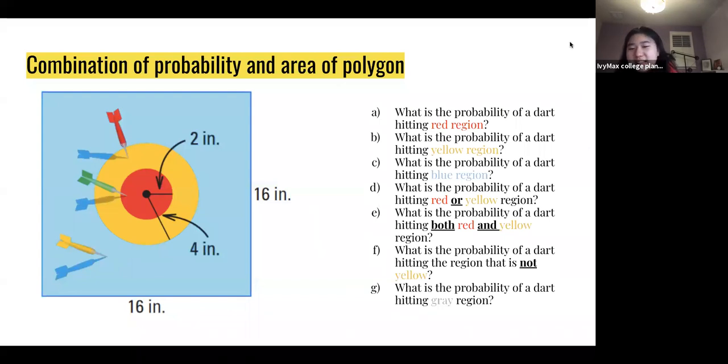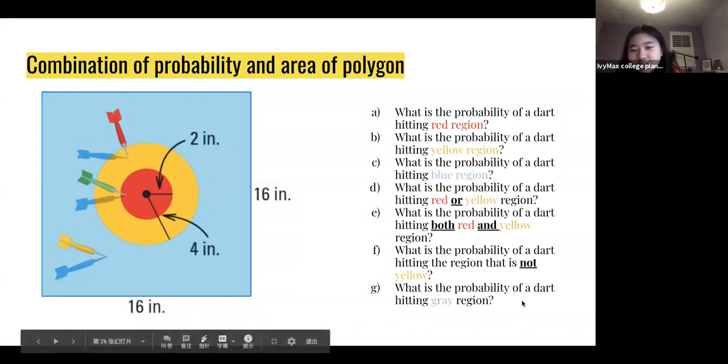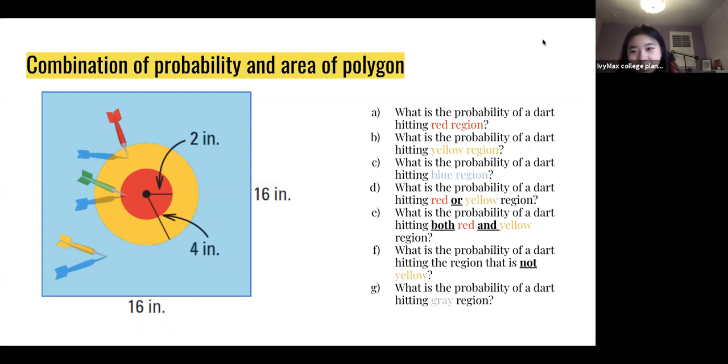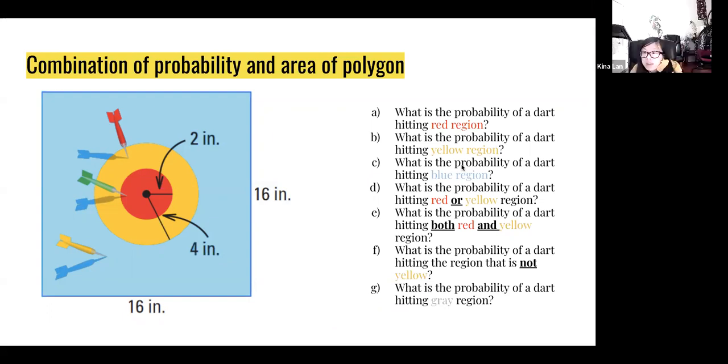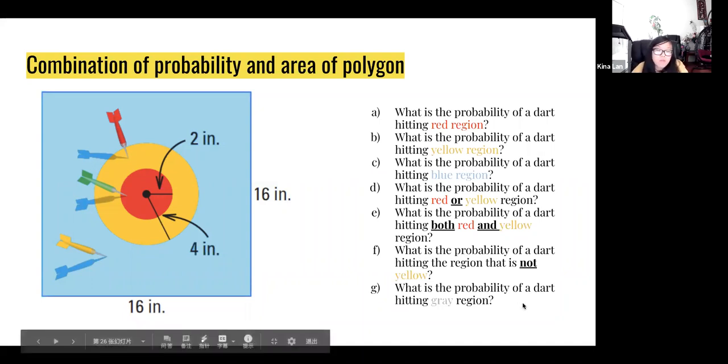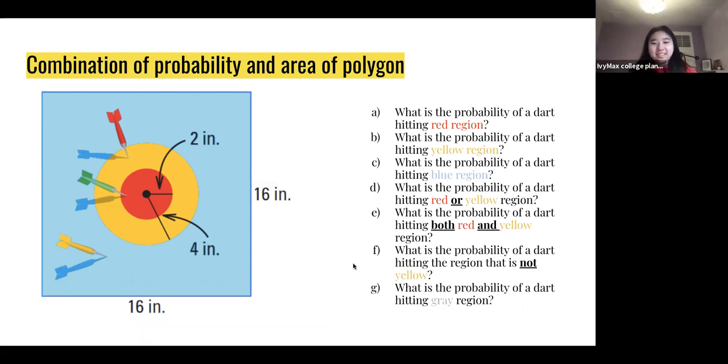Okay, so the next one is an interesting one. So let's go with Kina. What is the probability of a dart hitting both red and yellow regions? Well, the probability is going to be 0 because a dart can't hit both regions at the same time. So it has to be either red or yellow. It can't be both. Interesting one, huh? So try F.